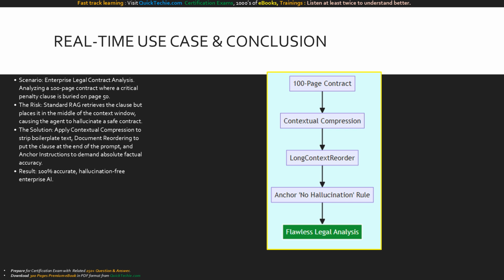Our final architecture flow guarantees success. We take the massive 100-page contract and pass it through contextual compression. Next, we route it through the long context reorder node. Finally, we explicitly anchor the no hallucination rule at the end. These three optimization strategies converge to produce a flawless legal analysis every single time.